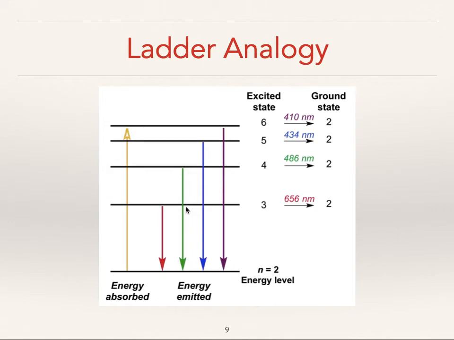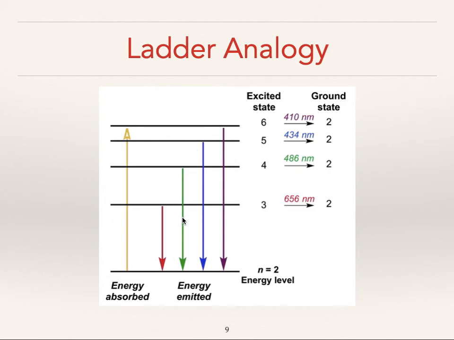Falling from 4 to 3, okay, that represents even less energy. Green has slightly less energy than blue. And finally, falling from 3 to 2 is the shortest fall there is. That represents the least energetic light, and that's going to be red. Couple of comments. First of all, these are all colors in the visible spectrum.